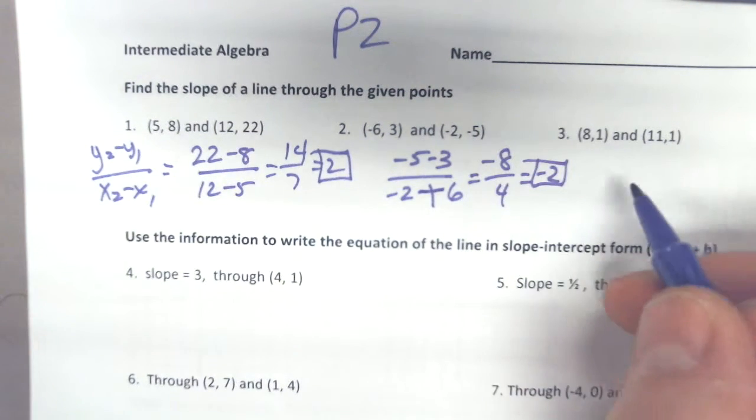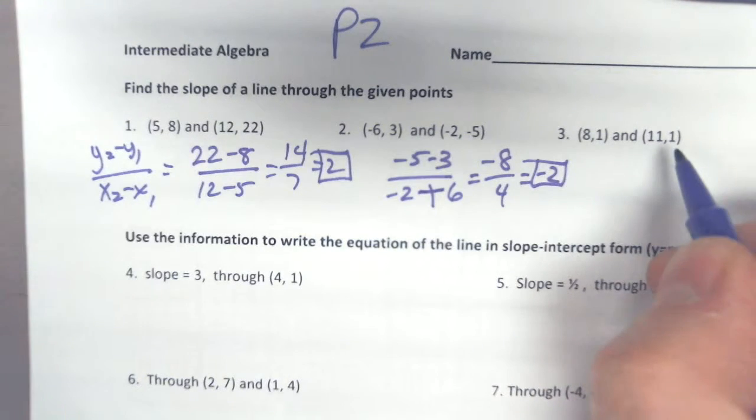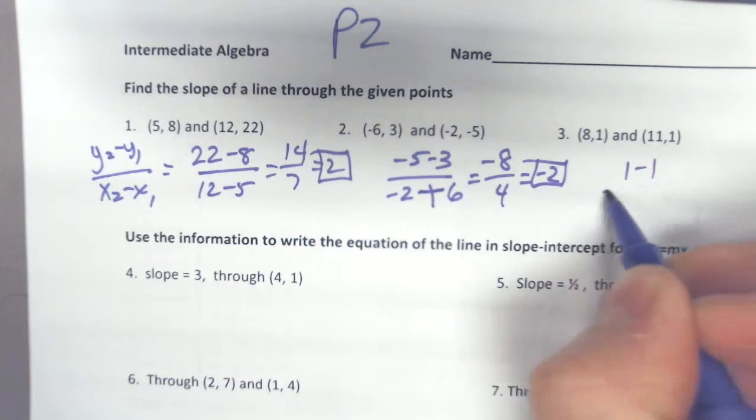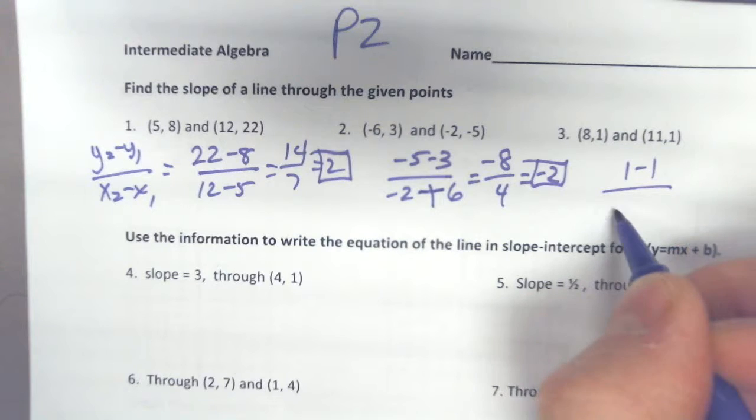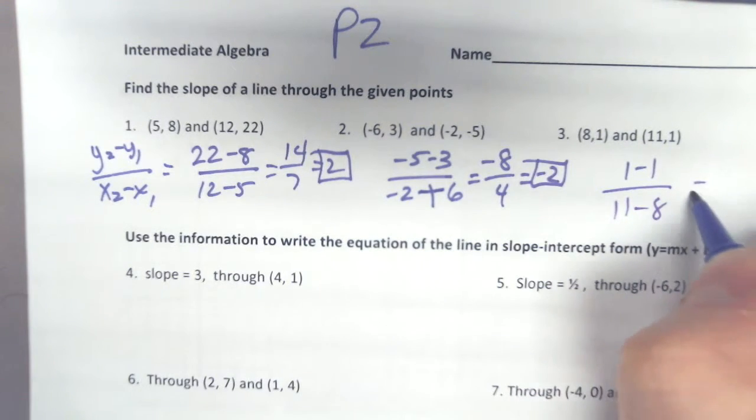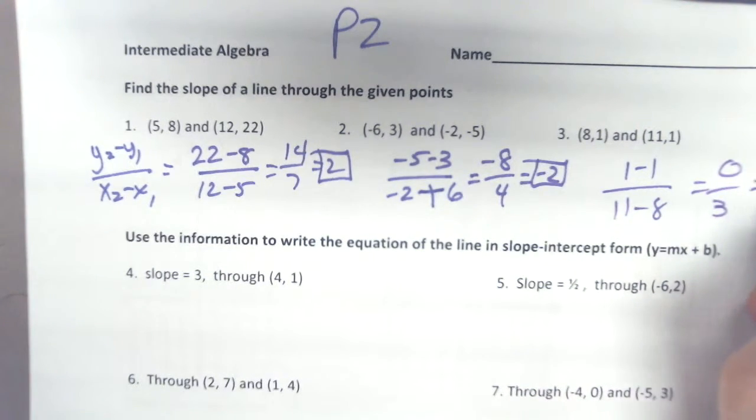For question number 3, if I'm using the same formula again, I get 1 minus 1 on the top, and on the bottom I get 11 minus 8, so I get 0 over negative 3. That's a slope of 0, which is a horizontal line.